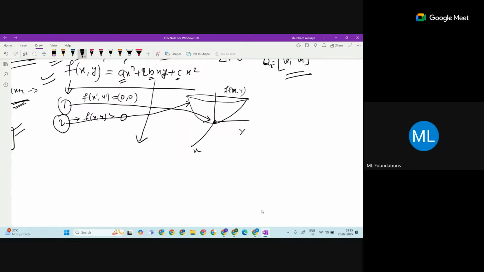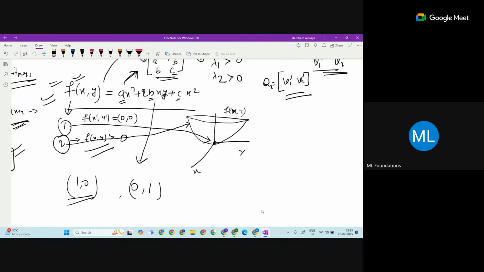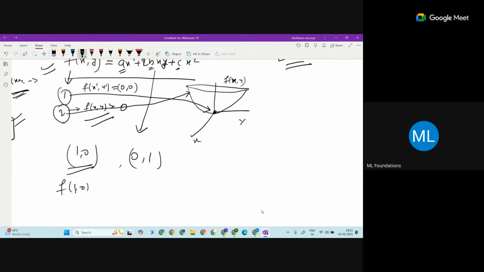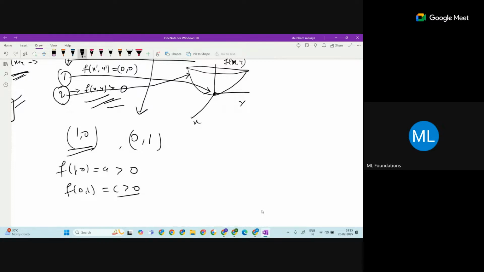I said at each point it is going to be positive, meaning positive at 1, 0, at 0, 1, and some other points also. If you substitute 1, 0, you will get A only, and I am saying positive means A should be positive. If you substitute 0, 1, you will get C only. That means C is going to be positive.